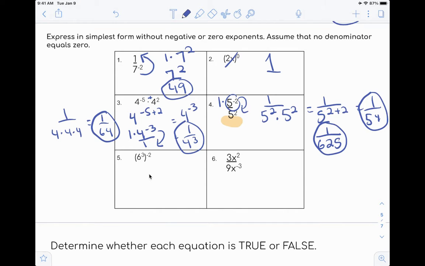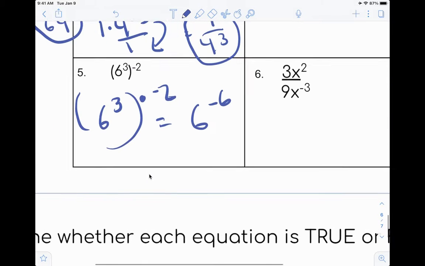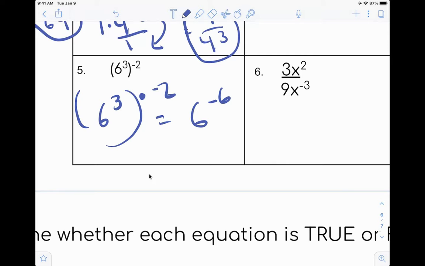So in example number 5, we need to use our power of a power rule, which means we multiply the exponents. And I always like students to show that operation of multiplication. So 3 times negative 2 is equal to 6 to the negative 6th power. Okay, now I'm going to rewrite this as 1 times 6 to the negative 6th power divided by 1. And I know if I multiply or divide by 1, it's not going to change that product.